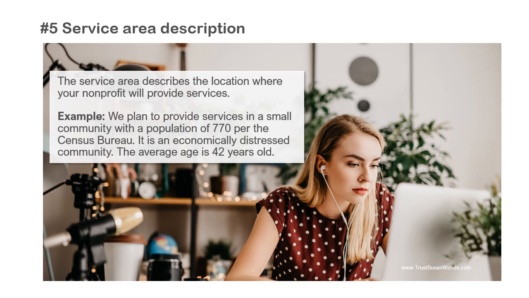You can describe it however you want to describe it, but I like the fact that they put in a reference to a credible resource in the description, which is the Census Bureau. I highly encourage you to add statistical data wherever you can in your program description.